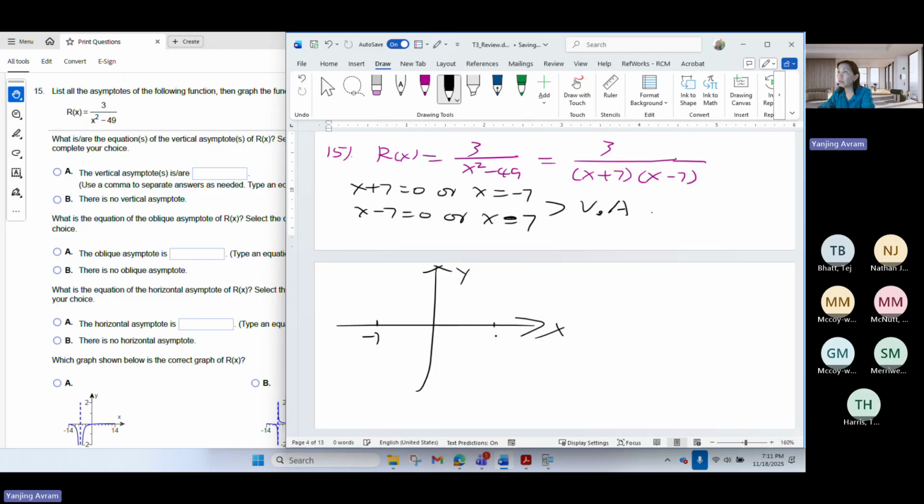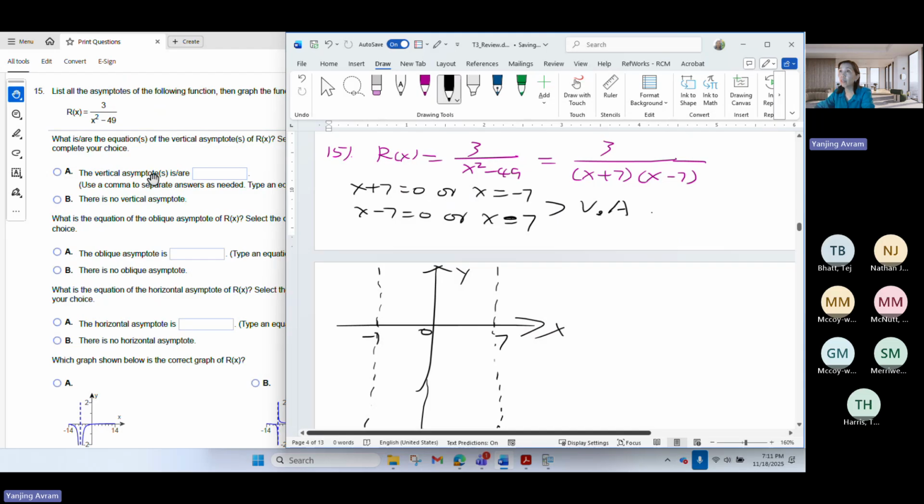Okay, negative 7, positive 7. I will draw a dotted line here. These two points are the undefined points, so the graph cannot pass these two points. You can curve the graph somewhere, but it cannot pass these two points.